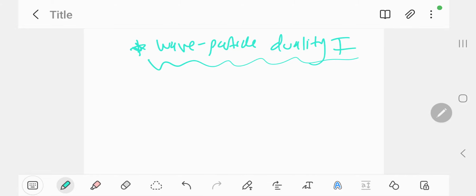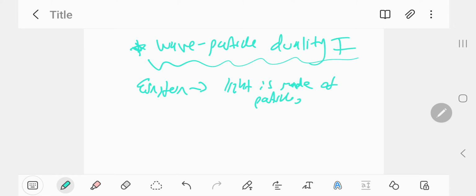This is lesson 21 of the quantum mechanics mini lecture series, titled Wave Particle Duality, part 1. So we have the idea that light is made of particles, according to Einstein. Light is made of particles. And even Newton proposed this in 1704.